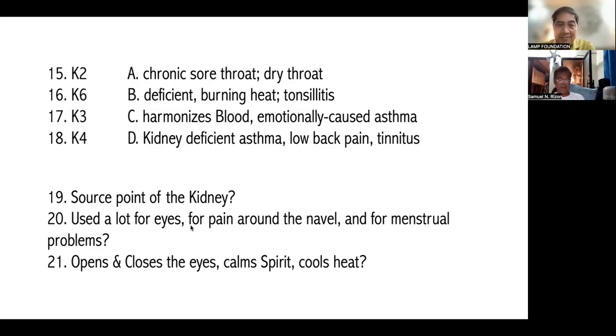Number 21, this is actually the last question that I am so confused about. Okay. Yes, because we haven't discussed yung yin opens and closes the eyes. I think that's kidney 6. Yeah, the master point of yin. Perfect.